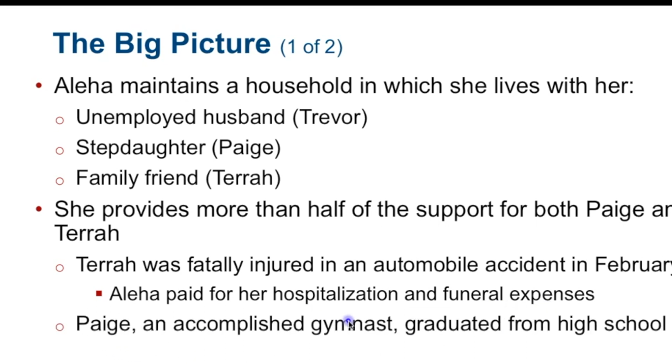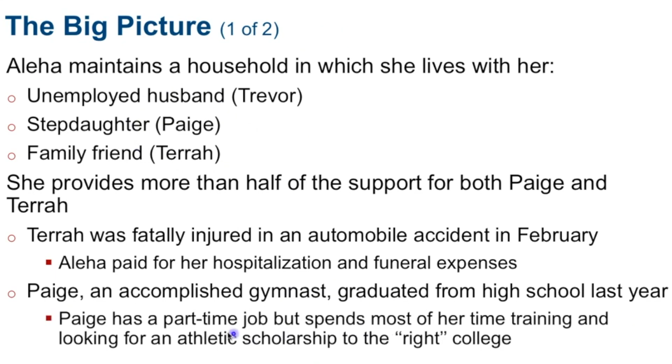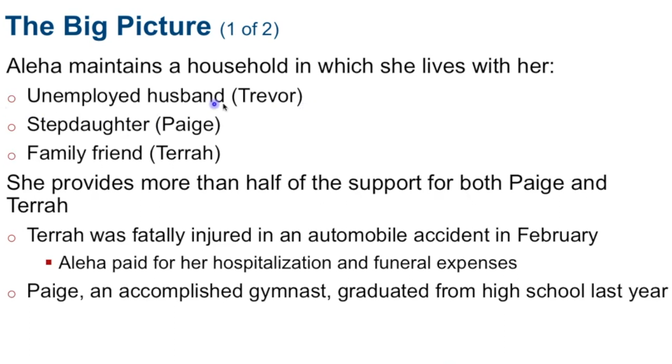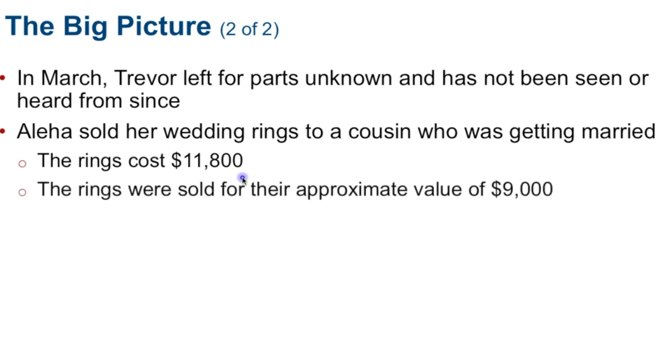Paige, an accomplished gymnast, her stepdaughter, graduated from high school last year. She has a part-time job but spends most of her time training and looking for an athletic scholarship to the right college. In March, Trevor, her unemployed husband, left for parts unknown and has not been seen or heard from since. A sold her wedding rings to a cousin who was getting married. The rings cost $11,800, but she sold them for their value of $9,000. So it wasn't a deal, even though it was her cousin.